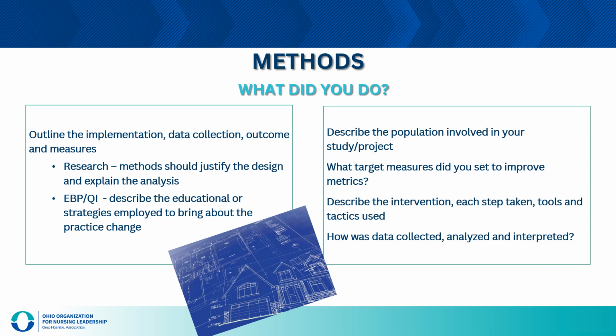Other things to consider is what population was involved in your study. Were they adults? Were they children? Were they males? Were they females? Was it a certain group that had a disease process? Let us know. What target measures did you set to improve with your metrics? Those are also great questions to answer. On the next slide, we'll see some examples of methods.